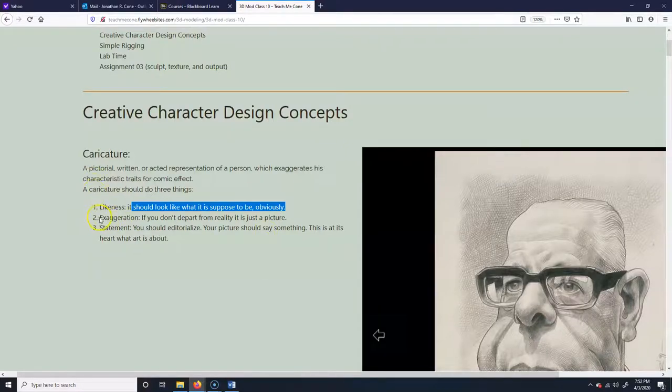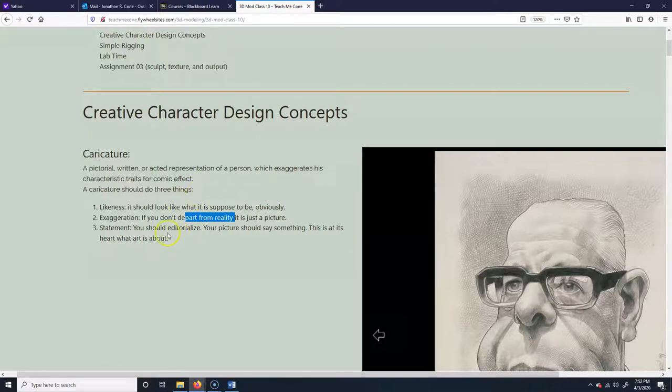The next part is exaggeration. This is the most obvious thing. The idea is that you're departing from reality. You're not doing an absolute visualization of what it is. Otherwise, that would just be a photograph that you would take, right? What we're actually looking to do is exaggerate what we see, right? So if somebody has a long nose or big ears or big eyes or a strong jaw, you go even farther with it, right? You push the parts that are already exaggerated, okay?